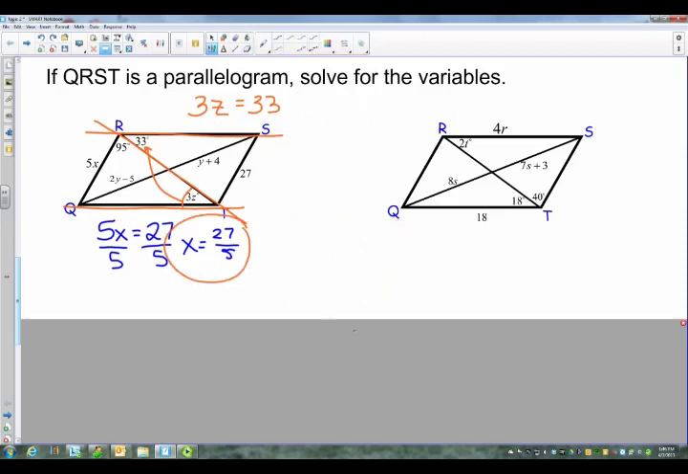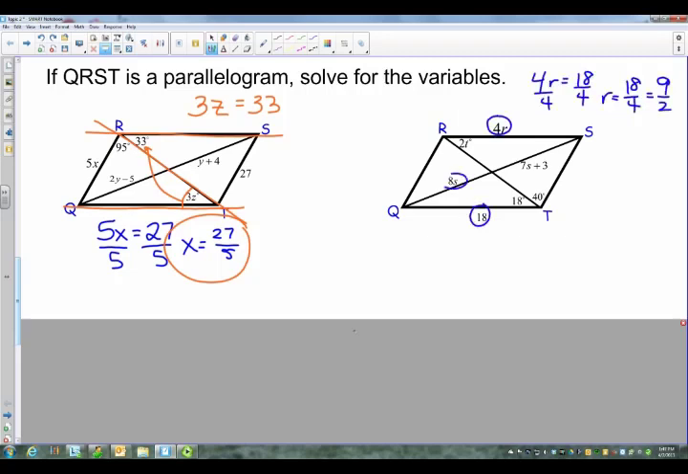Okay, hopefully you guys had a chance to solve these out. Let's look and see how you did. So for this first one, we're going to solve for r. Here's 4r and 18. Those are congruent. So 4r equals 18. You divide by 4. That gives you r is 18/4, which we can reduce down to 9 halves.